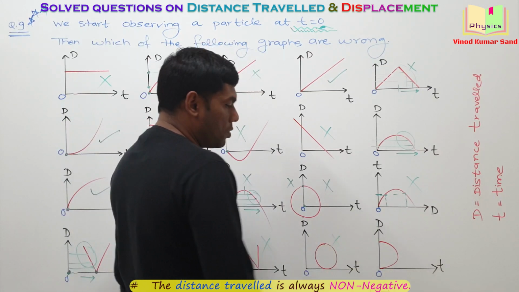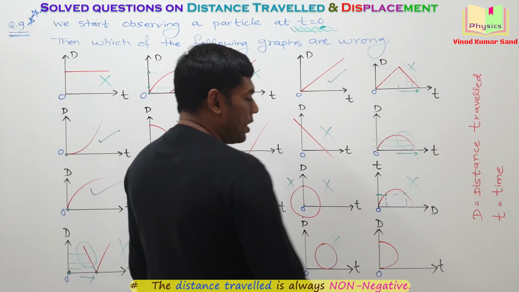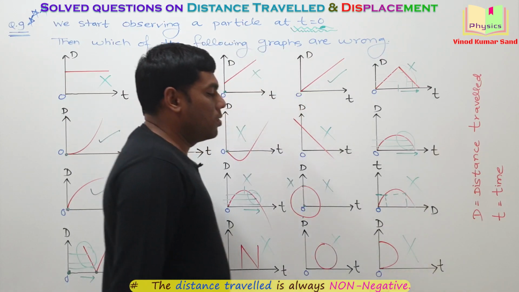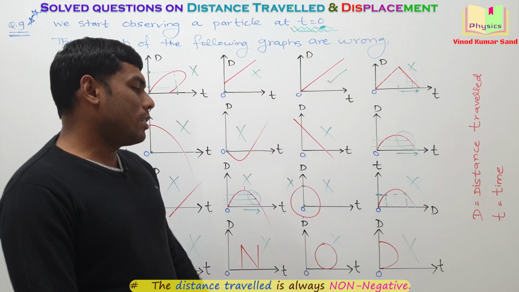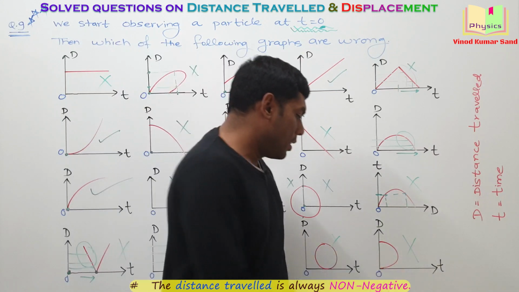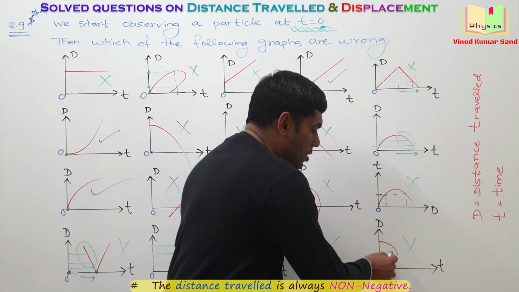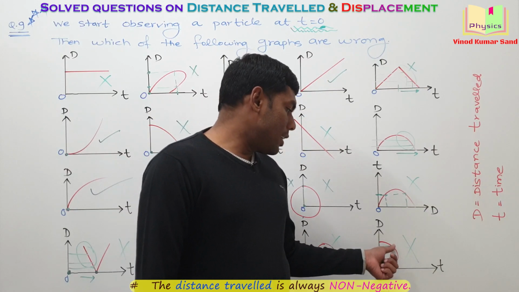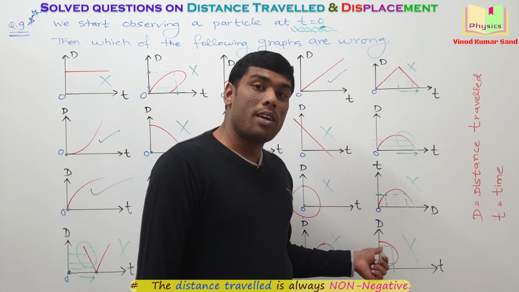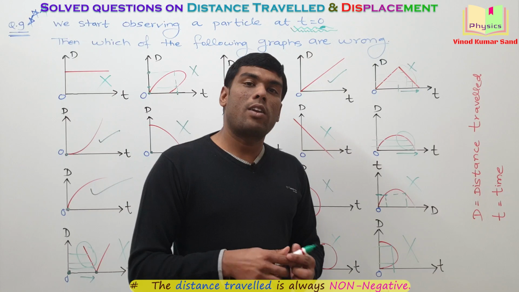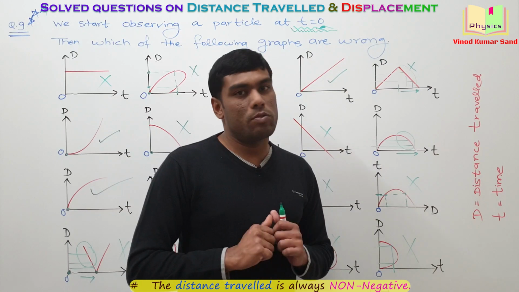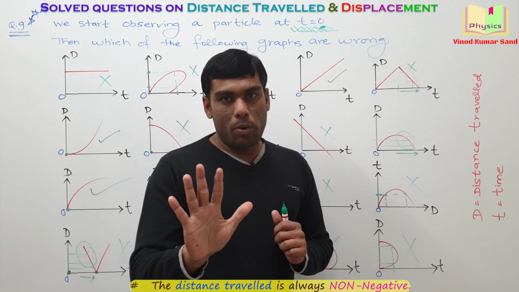This graph is also wrong, as well as this graph. You try to determine their issues. For example, if you take the moment of time here, then this particle has this much distance traveled as well as this much distance traveled. At a given moment of time, we cannot have two different values of the distance traveled. Getting my point?